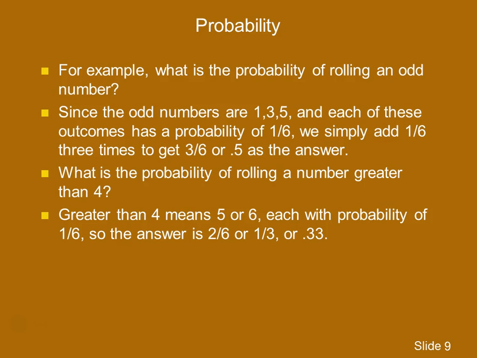What's the probability of rolling an odd number? Well, since 3 of the numbers are odd, 1, 3, and 5, each one of those has a probability of a 6th. We simply add a 6th 3 times, and we get 3/6 or a half as the answer. What's the probability of rolling a number greater than 4? Greater than 4 implies 5 or 6, each of which has a probability of a 6th. So the answer is 2/6 or 1/3.